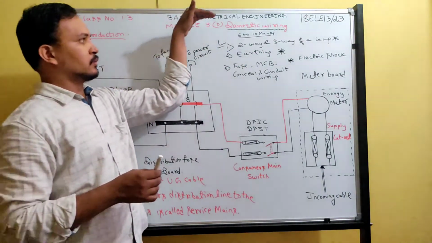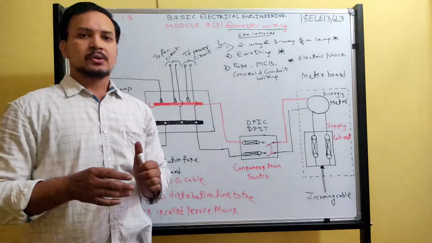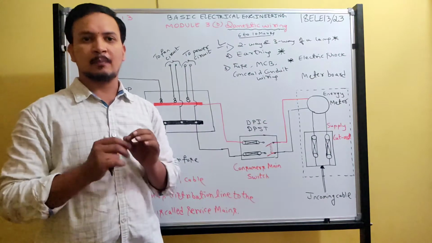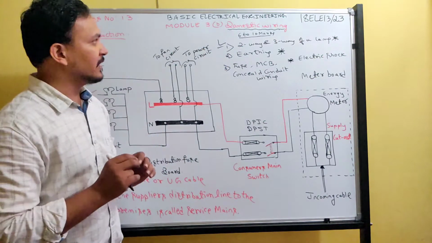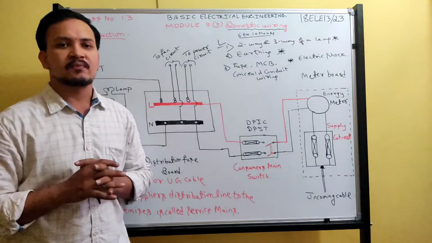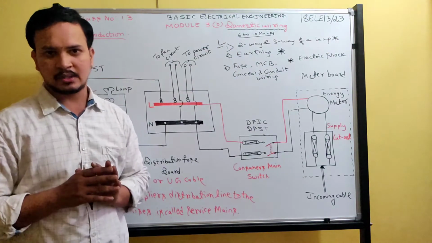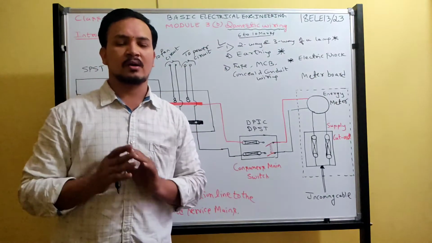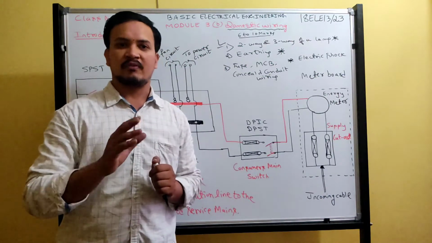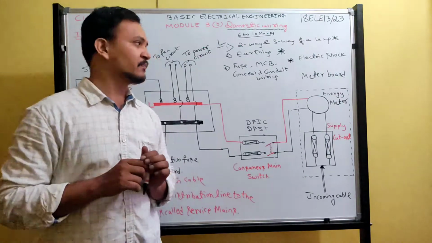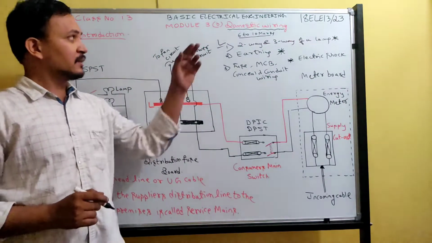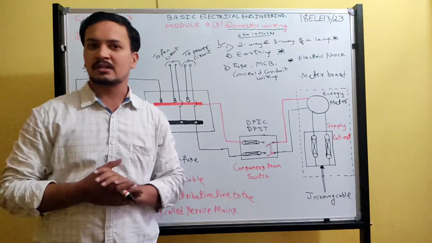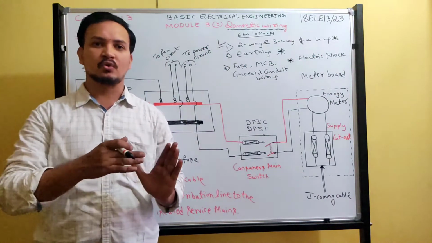Coming to this domestic wiring topic, they won't ask any problems on it. It is a completely theoretical topic. The weightage for domestic wiring is from 6 to 10 marks. Maximum you can predict 10 marks, minimum 5 to 6 marks. There are a lot of topics in domestic wiring, but don't study too many topics.